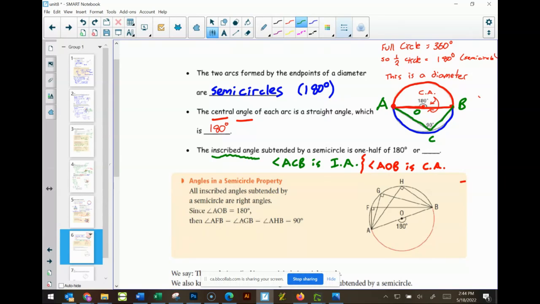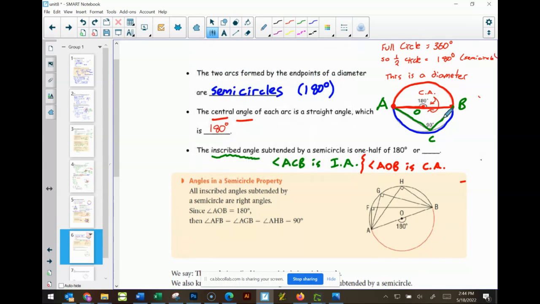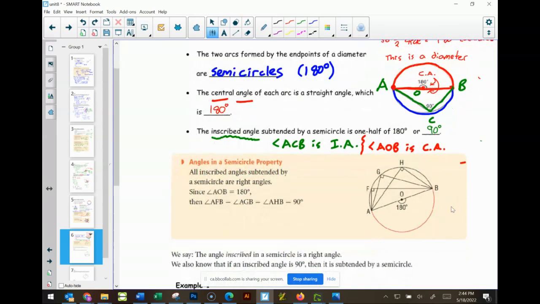Now we know from our other property that an inscribed angle, the green one, is half as big as the central angle. So if it's half of 180, it's got to be 90 degrees. So that's a helpful piece of information, because whenever we see a 90-degree angle, what should we start thinking about? Whenever you see triangles or circles and 90-degree angles, what instantly comes to mind?